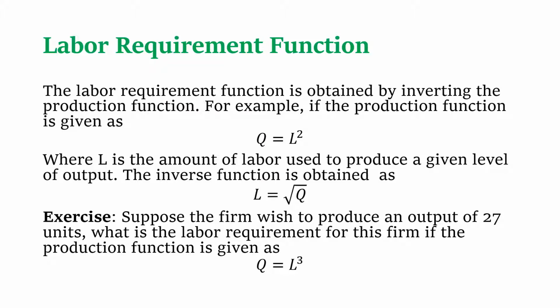Let's say the production function is giving us Q equals L squared. In order to find the labor requirement here, what we need to do is to express the labor as a function of the outputs. So instead of having Q equals L squared, we're going to have L equals the square root of Q.